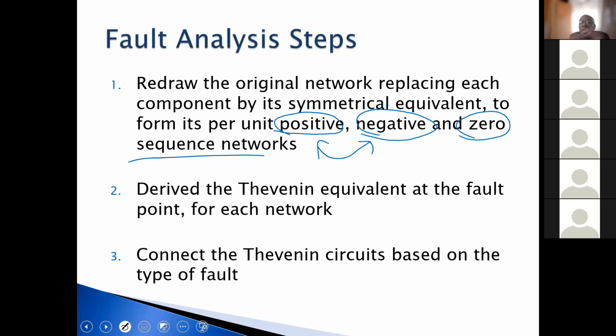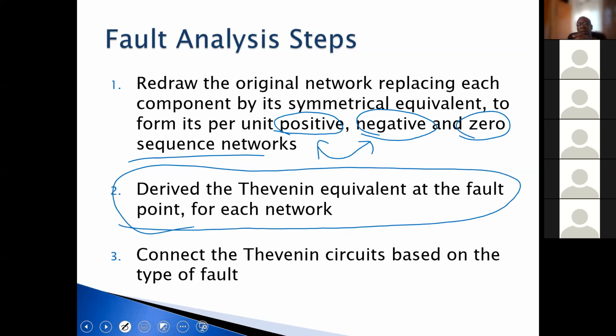For your zero sequence network, the key here is that you would have to note for your transformer whether the winding is a delta, a star, or a grounded star, and you would apply that connection principle that I went through earlier. And from those three networks, you then simplify and find the Thevenin equivalent at the fault point for each network.